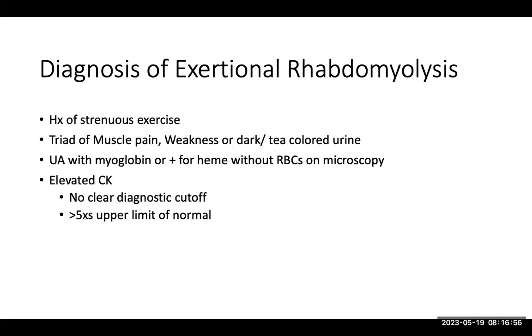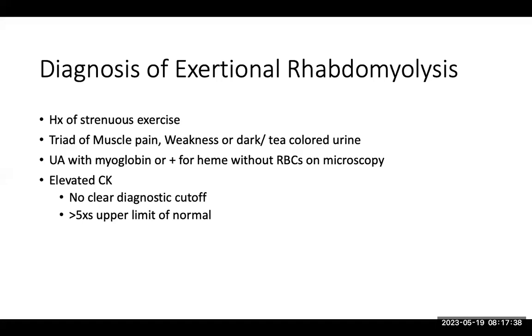For diagnosis of rhabdo, you have to have a history of strenuous exercise, and it's characterized by a triad: muscle pain, muscle weakness, and detection of red to brown urine, which is essentially myoglobin from the damaged muscle. The way we're able to quantify that in the blood is by looking at the CK, the creatine kinase level in the blood. Typically when the level is more than 100, it tends to be visible in the urine. On urinalysis, they'll have heme, they'll have blood, but there will be no RBCs seen on microscopy.